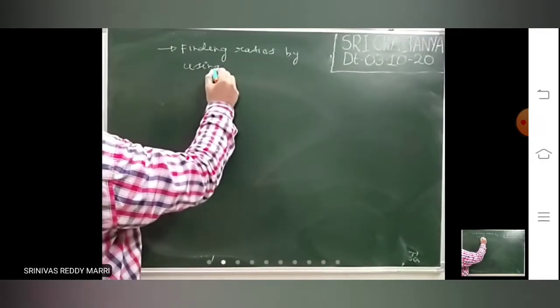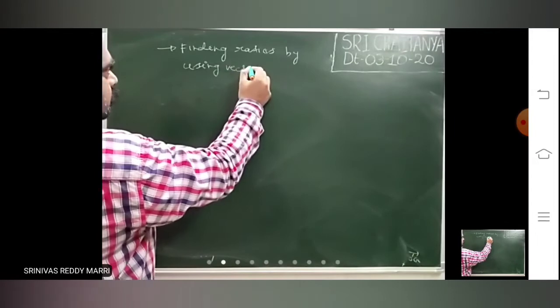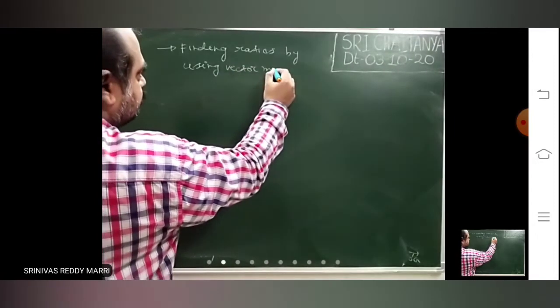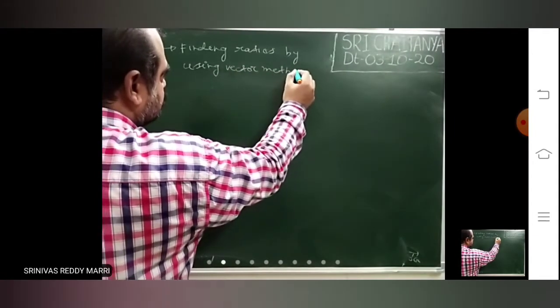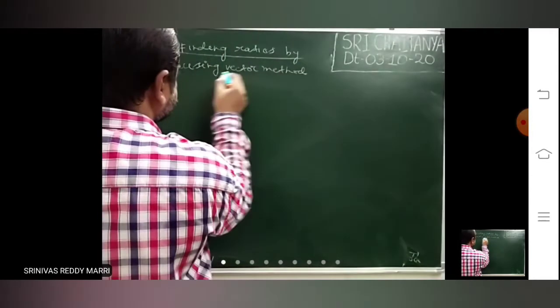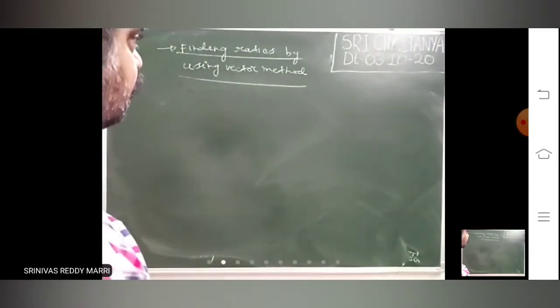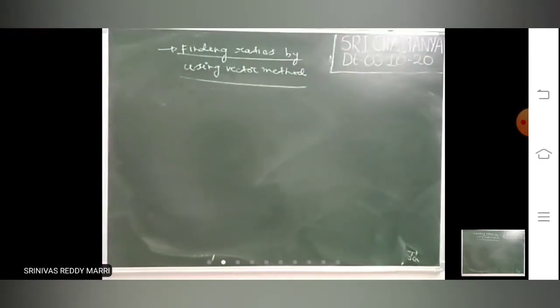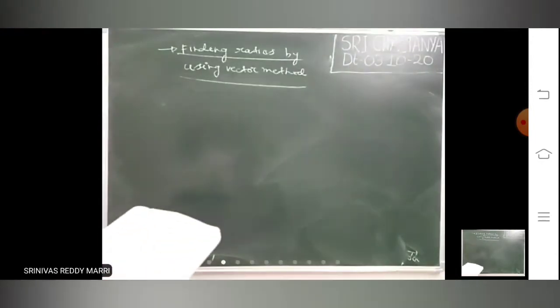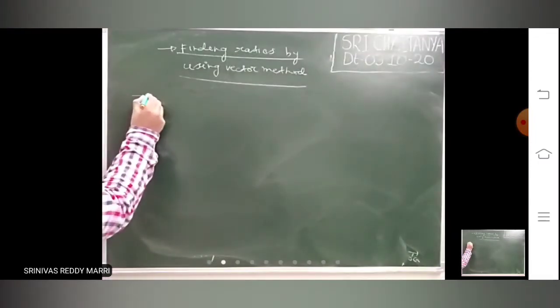Finding ratios by using vector method. In triangle, quadrilateral, suppose you want to find some ratios, look at it. By using vector method, it will be very easy for finding the ratios. Look at one problem.